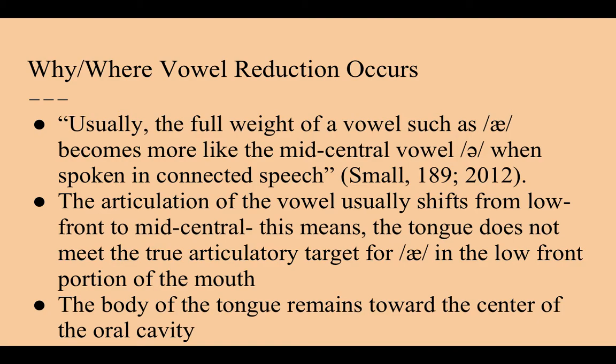So, for why and where vowel reduction occurs, usually the full weight of a vowel, such as the ash vowel, becomes more like the mid-central vowel, schwa, when spoken in connected speech, and that's from the textbook as well. And then the articulation of the vowel usually shifts from low front to mid-central. This means the tongue does not meet the true articulatory target for the ash vowel in the low front portion of the mouth. And then the body of the tongue remains toward the center of the oral cavity.